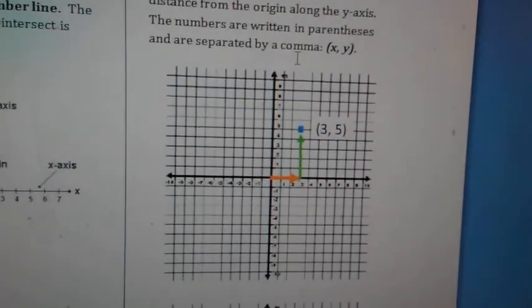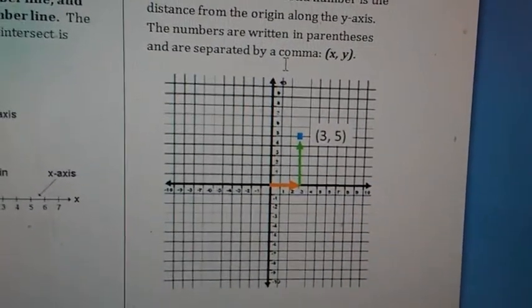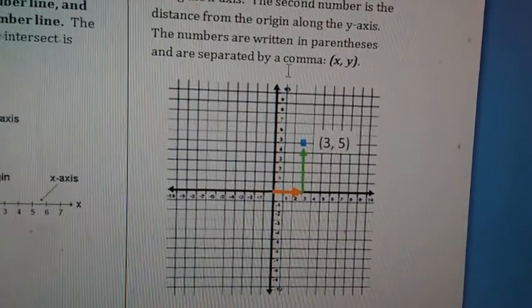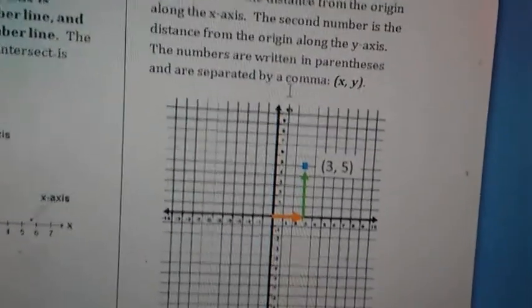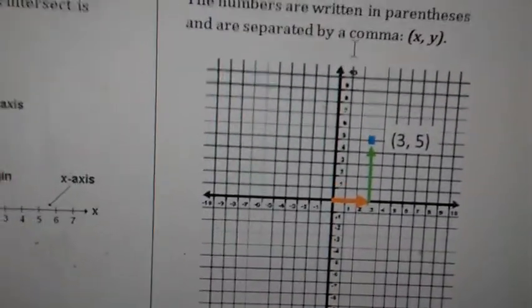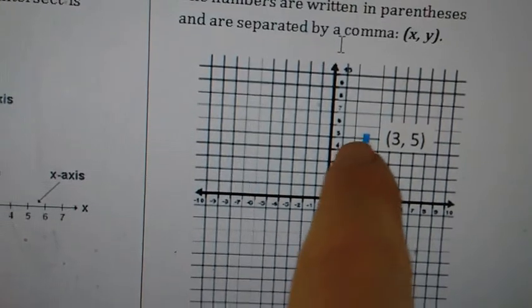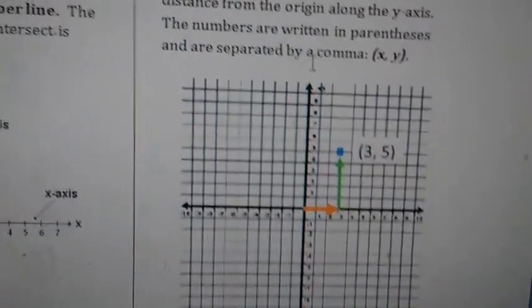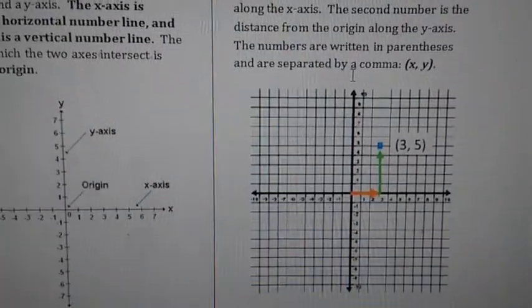So here's an example here. They're plotting the point 3, 5. The x they plot first, which is left to right, going sideways. And as you can see, 3, 5 would be 3 over and 5 up. Y is the 5. That's 3, 5. Now, they go on to explain different things about the coordinate plane here.